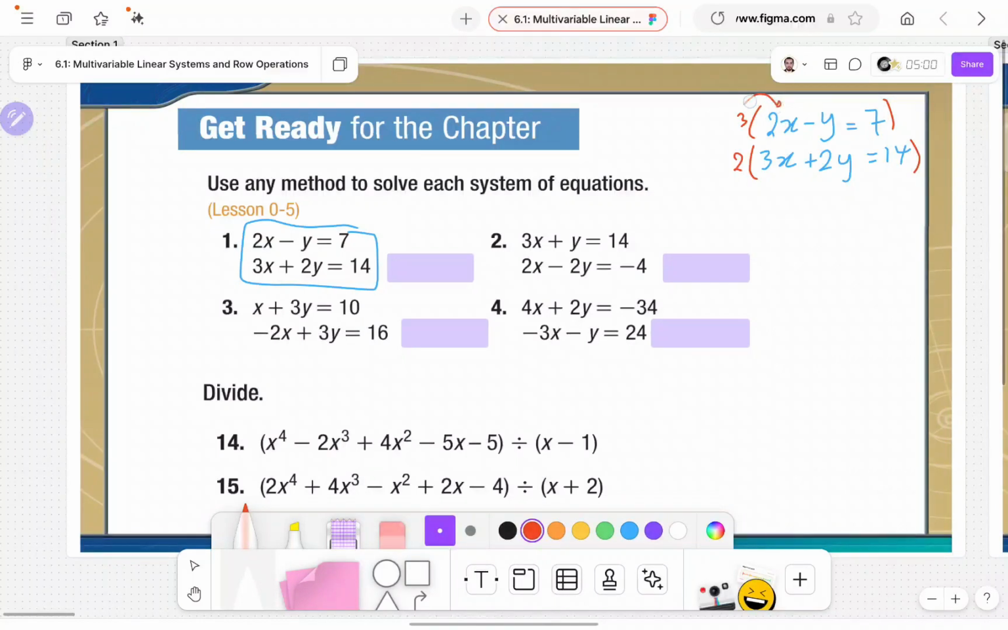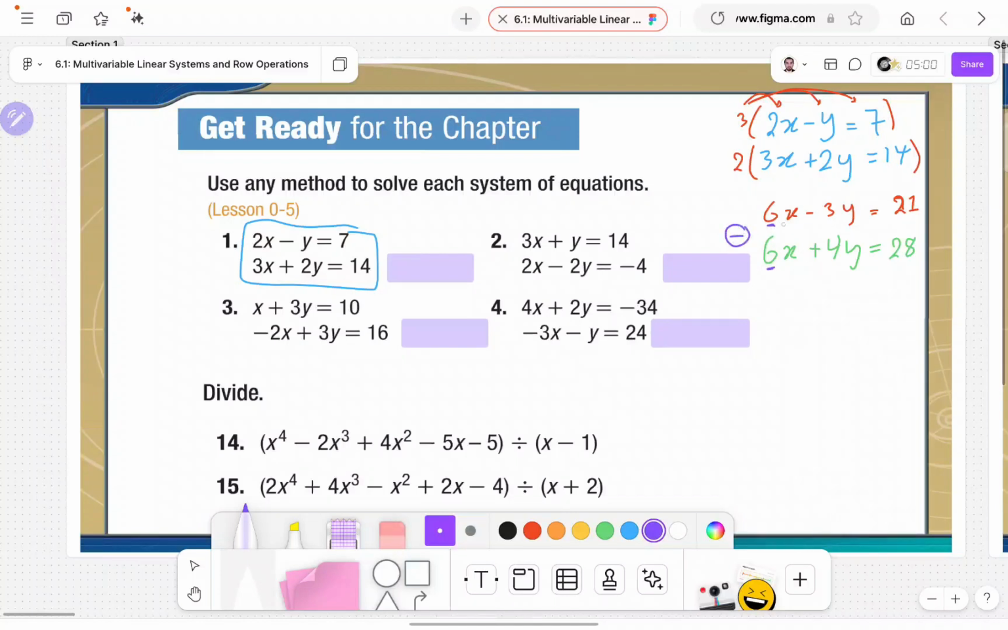So now we just distribute the number over the whole equation. So it will be 6x minus 3y equals 7 times 3, which is 21. Okay, so this is the answer. Then the same thing for the second equation: 6x plus 4y equals 28. So this is how we multiply, because my goal is to eliminate x, and to eliminate x I need to make the coefficient here equal to the coefficient here.